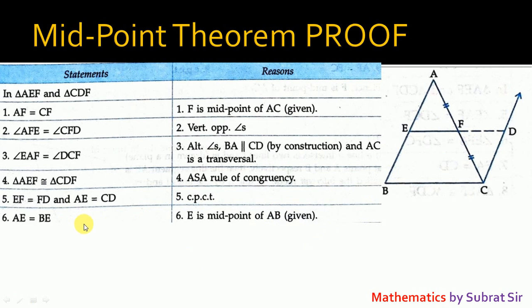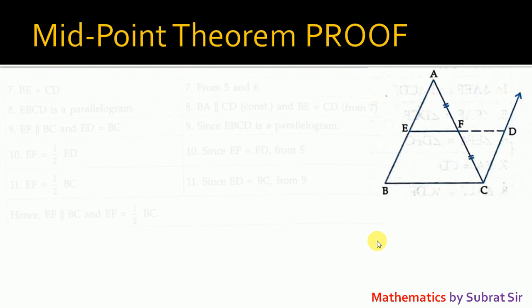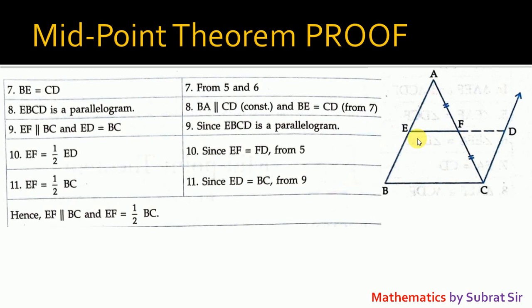Also we can write AE is equal to EB, because E is the midpoint of AB. And we have proved that these two are congruent triangles, so AE is equal to CD. Now AE is also equal to EB, so we can write EB is equal to CD.